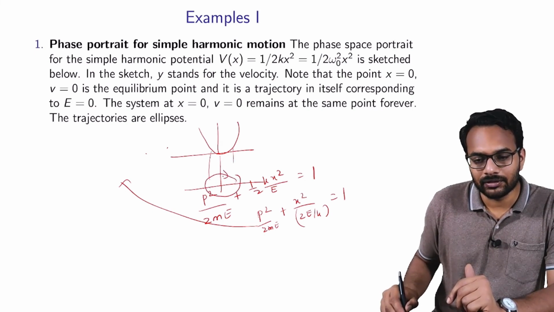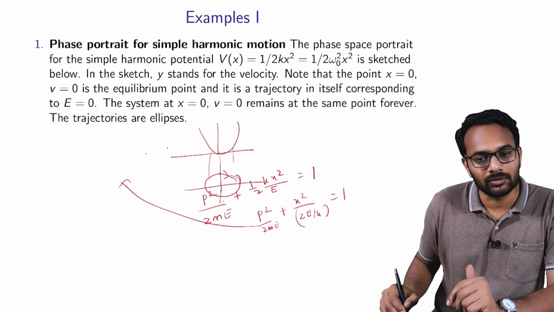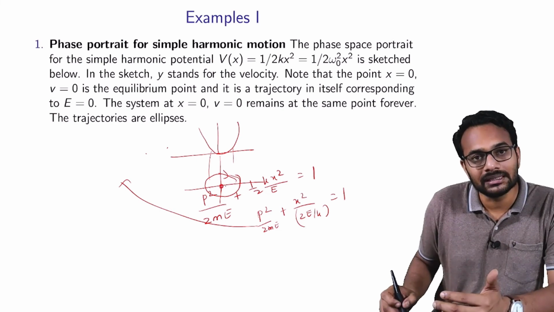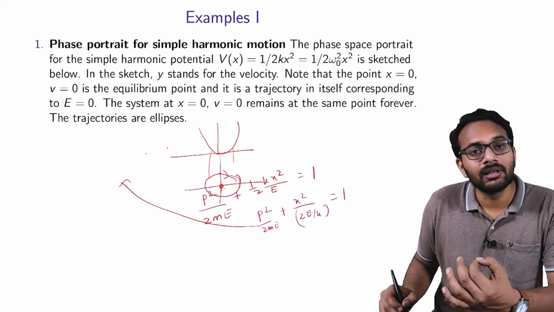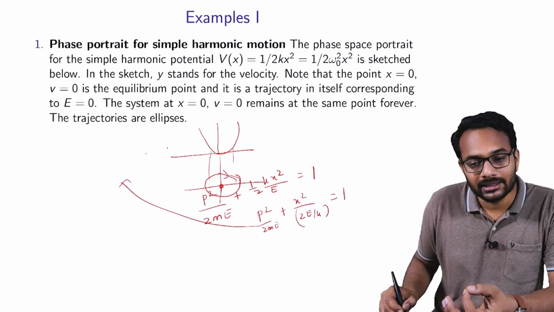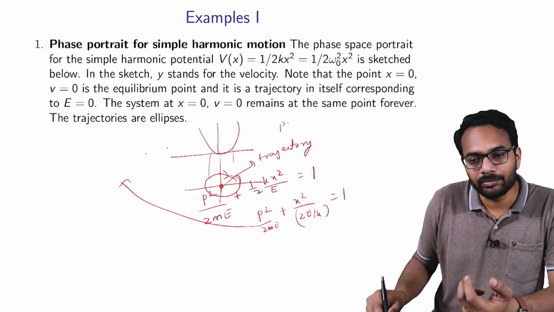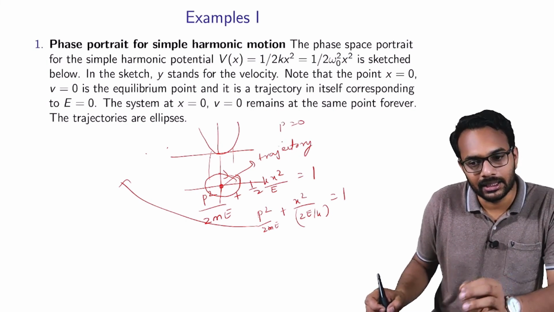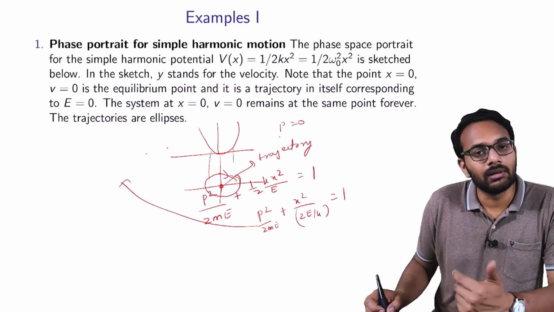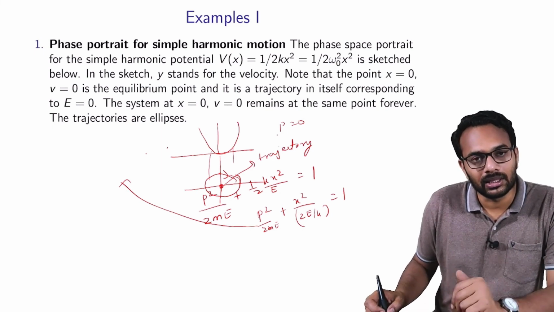We said that if the momentum starts at some positive value, it just makes a closed curve like so. What if the momentum starts at 0? What if p is equal to 0? Then it will remain at x equal to 0, and this point is in itself a trajectory. Because if p equals 0 initially and x is equal to 0, it will remain there all the time.